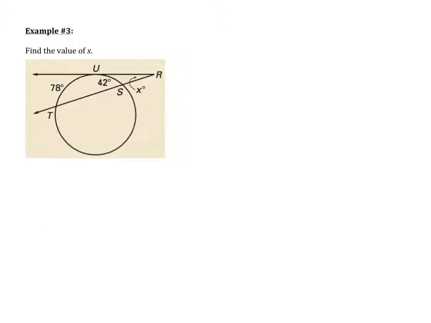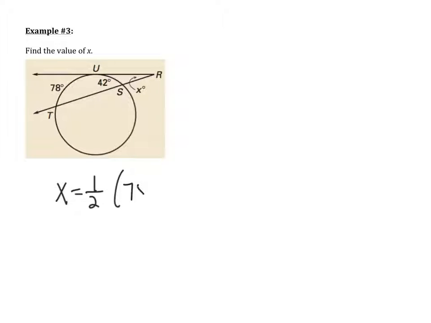And now on to our last example, number 3. Find the value of x. So notice this time we have a tangent line and a secant line intersecting outside of the circle. So this is where we subtract. So this angle x would be equal to 1/2 of the two arcs subtracted. So you take the bigger arc minus the smaller arc.